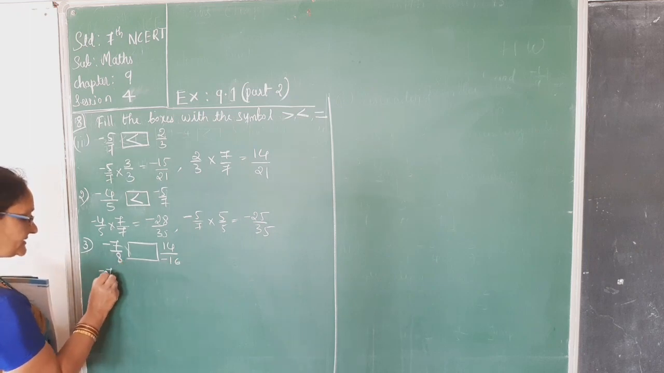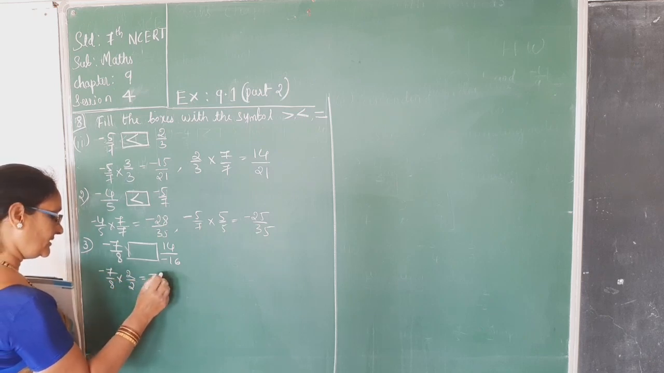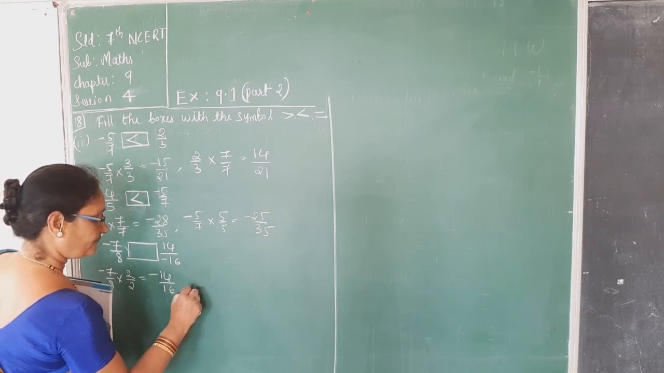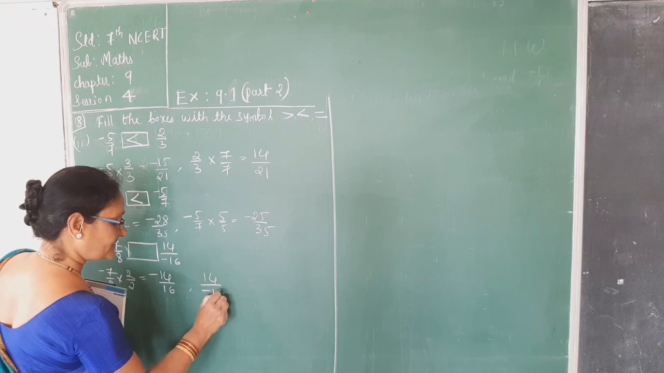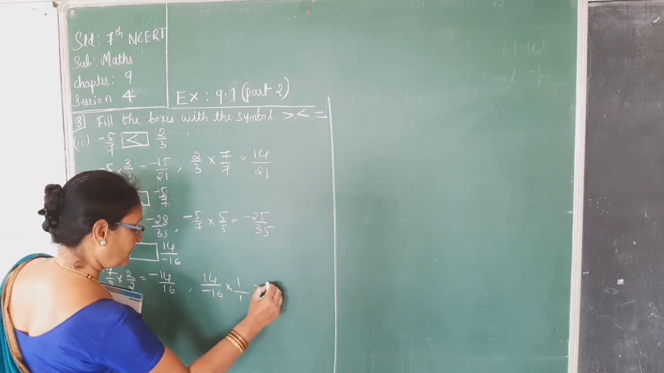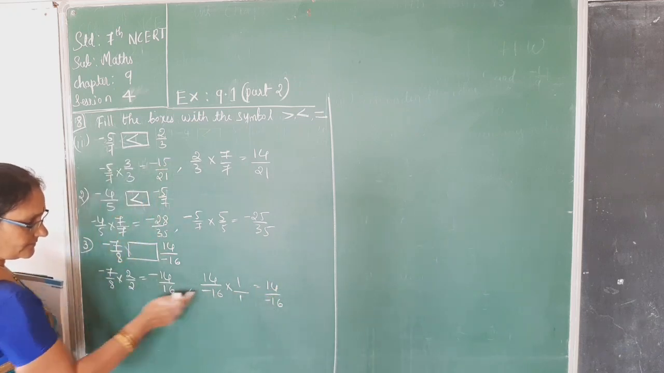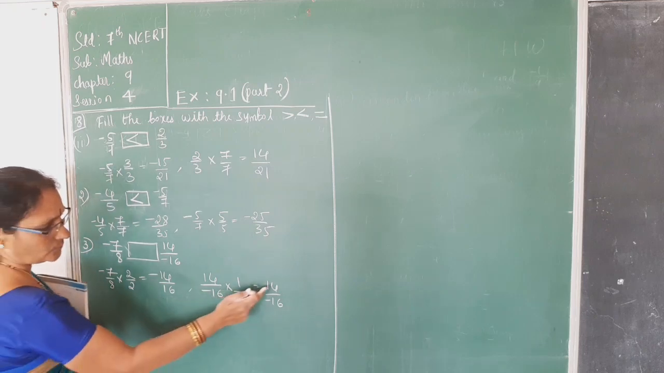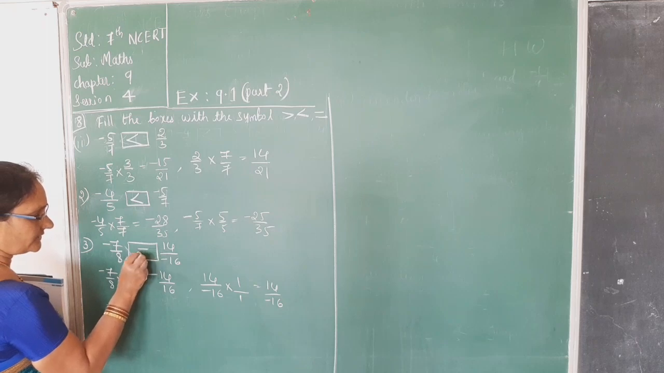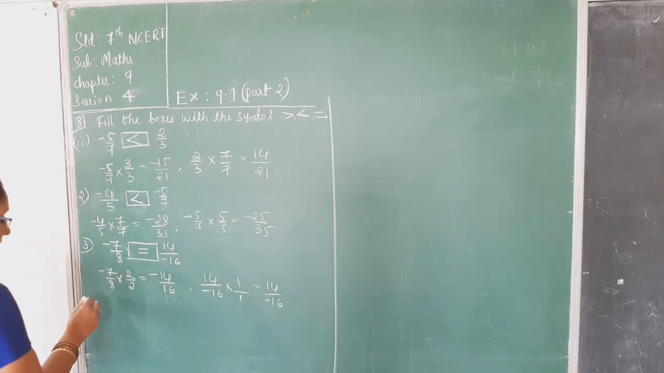See here, minus 7 by 8 into 2 by 2. This is nothing but minus 14 by 16. Then the same way, 14 by minus 16 into 1 by 1. See now, this is nothing but 14 by minus 16. Both are the same. Minus 14 by 16 is equal to 14 by minus 16. This indicates that both are equal. So here the equal sign will come. The same way, the fourth one.